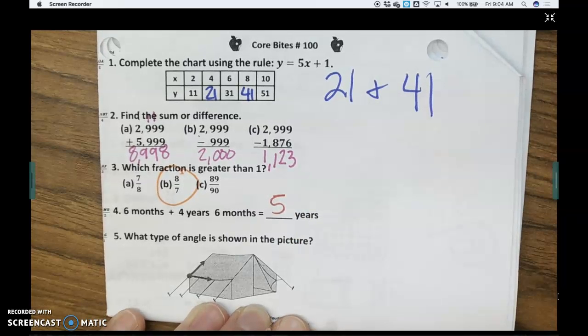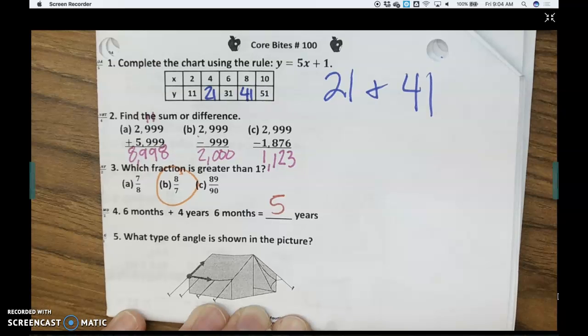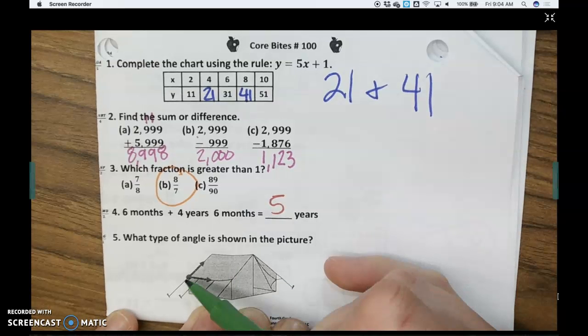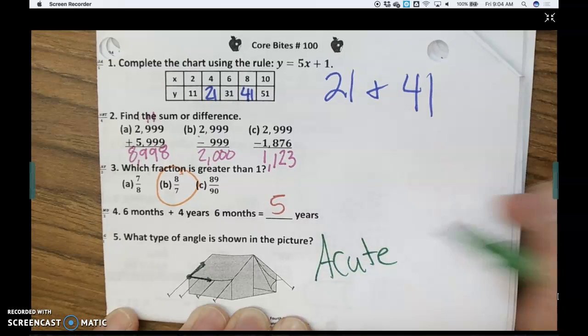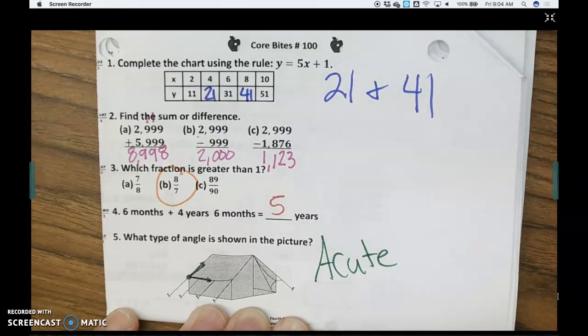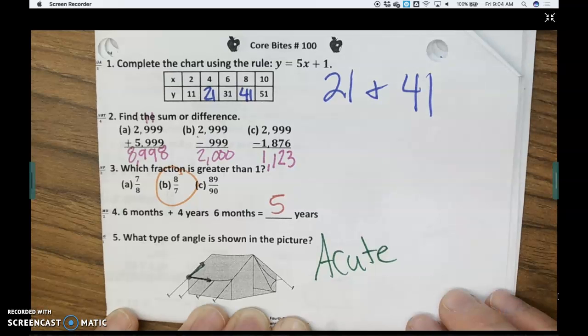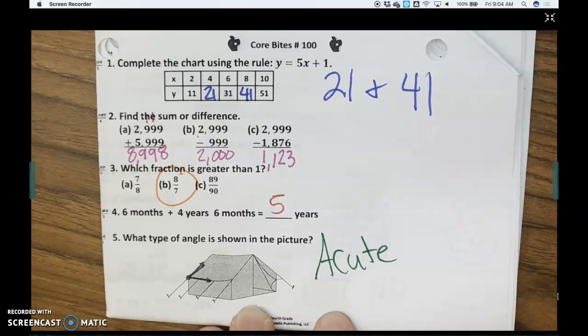And then the last one says what type of angle is the picture showing? So as you can see, it's right here. So that would be an acute angle because it is not larger than 90 degrees. So it could not be a right angle and it could not be an obtuse angle. Okay, so make sure you make your corrections.